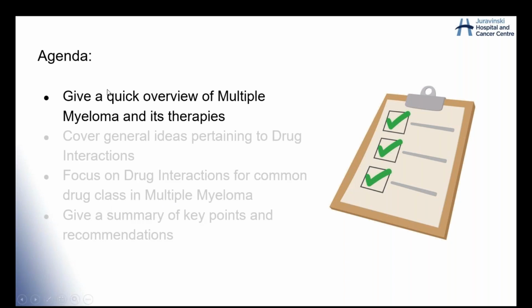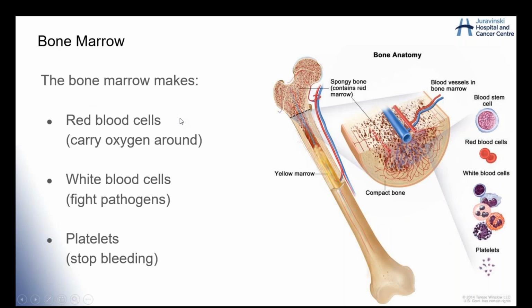So we'll start with the first one to give a quick overview of multiple myeloma and its therapies. Before we talk about multiple myeloma, we have to talk about the bone marrow, because multiple myeloma is a disease of the bone marrow. So it's very important to understand what the bone marrow does, because when we understand that, we understand the effects of multiple myeloma.